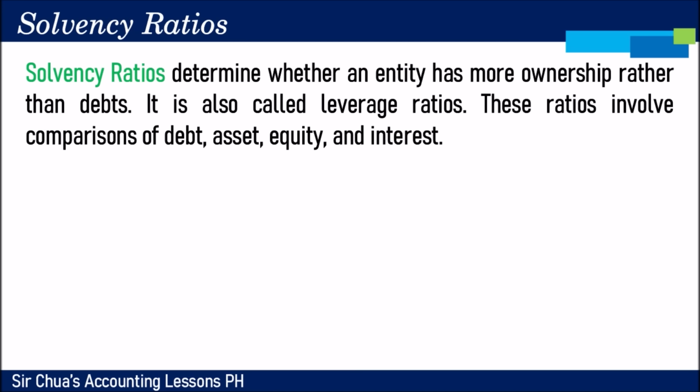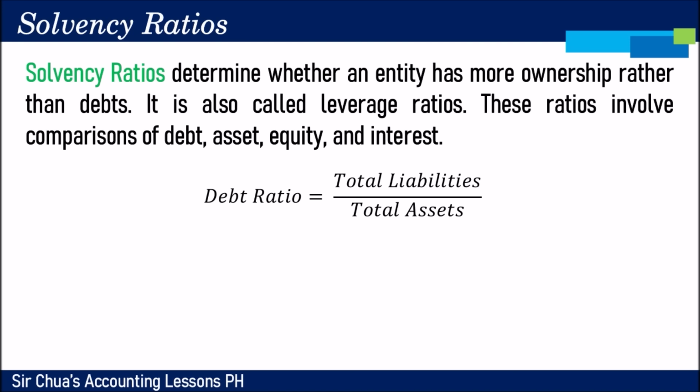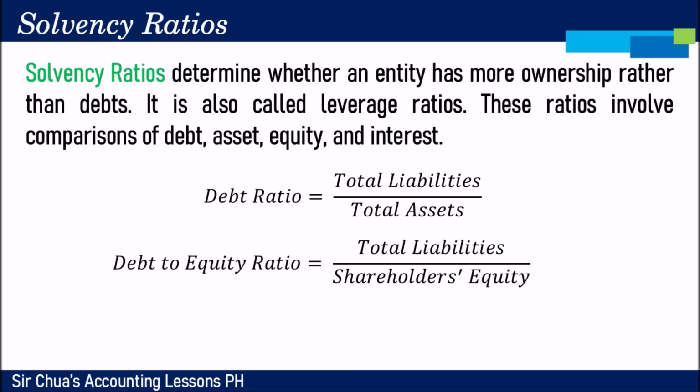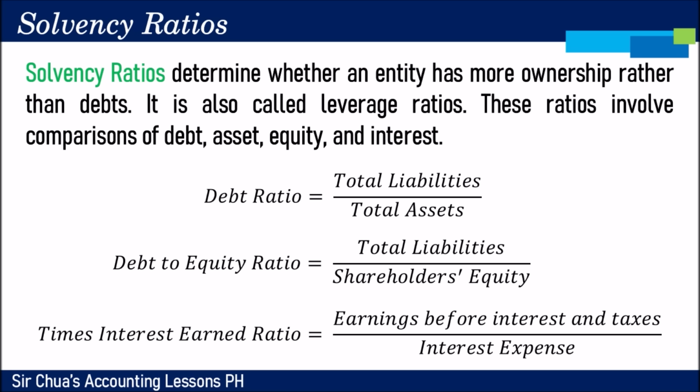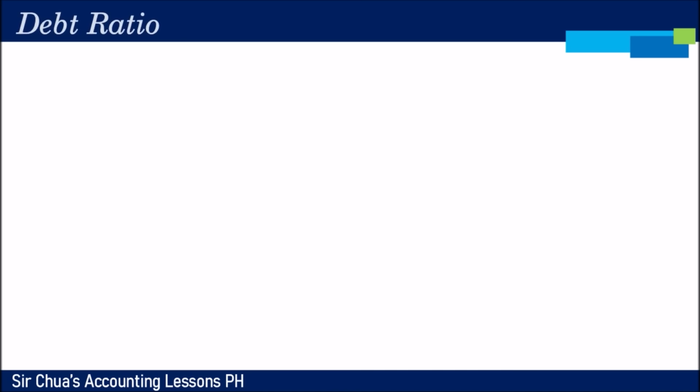Okay? So, it includes debt ratio, which compares your total liabilities to your total assets. And then debt to equity ratio, which compares your total liabilities to total equity, and times interest ratio, or times interest earned ratio, which compares the earnings before interest payments and tax payments over your interest expense. Okay, let's discuss them one by one. We start with your debt ratio.